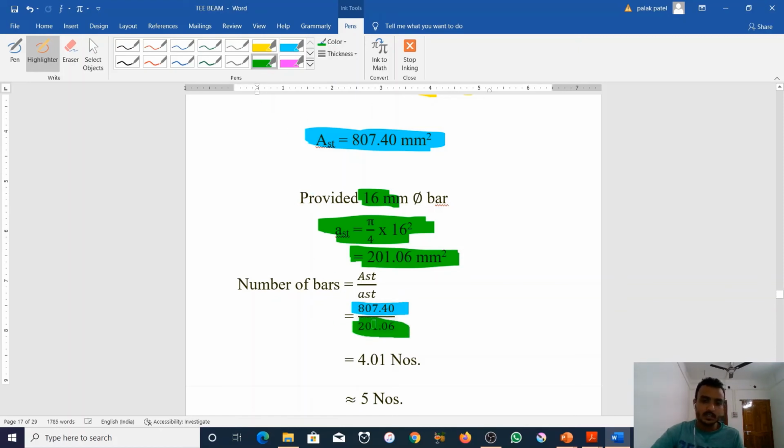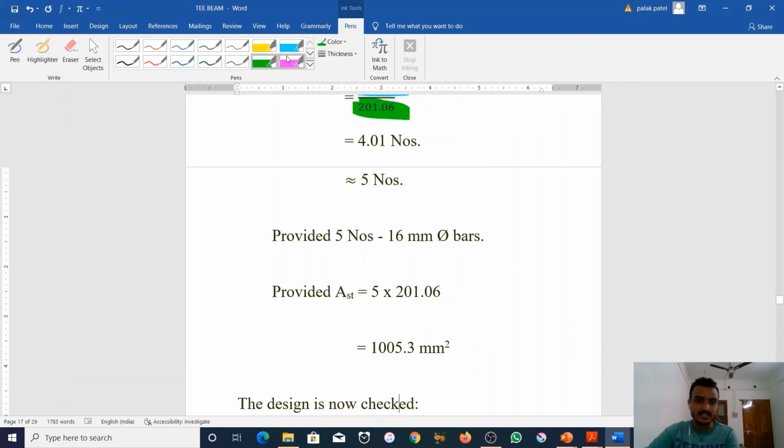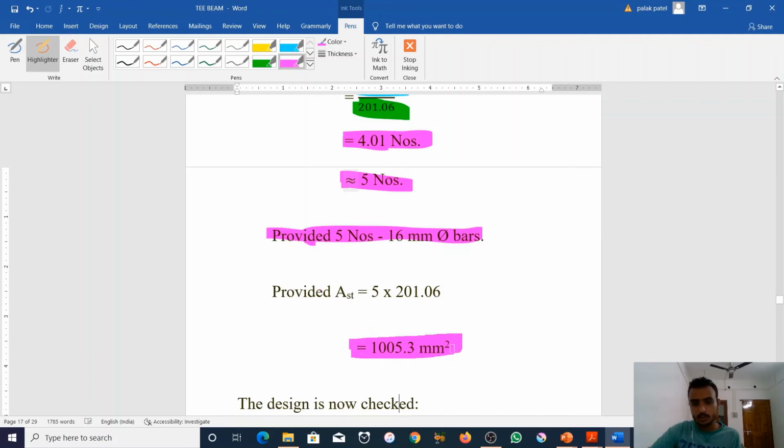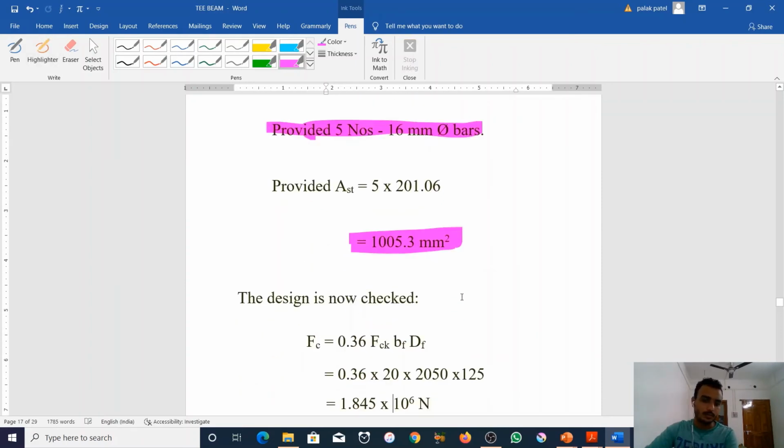So this equation is the number of bars. Number of bars is capital Ast divided by small ast. So we have 5 numbers of bar. We provide 5 numbers of bar at 60 mm diameter. So provided Ast is 1005.3 mm square. Okay, so now we have to check the design.